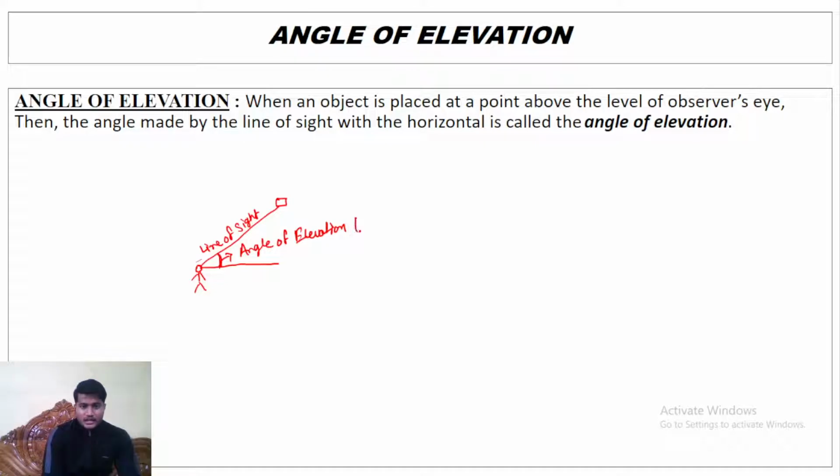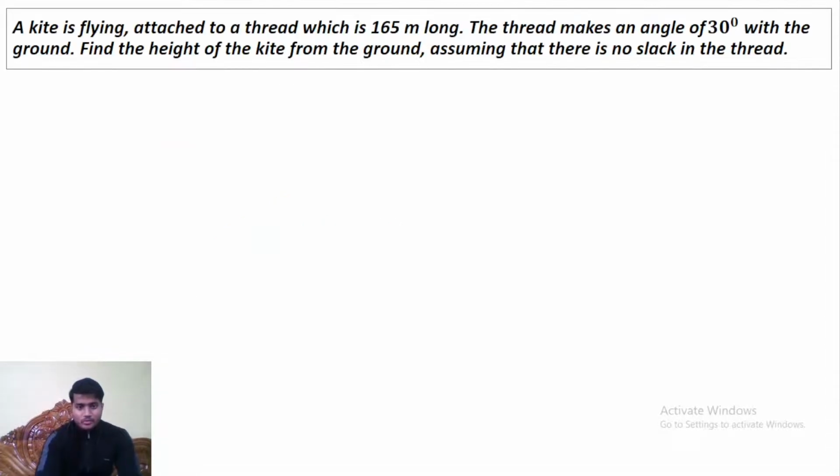So generally the angle of elevation is represented by theta, but it is not necessary that we should represent the angle of elevation by using theta. We can use any other symbols to represent the angle. So to understand this concept more precisely, let us solve a problem.